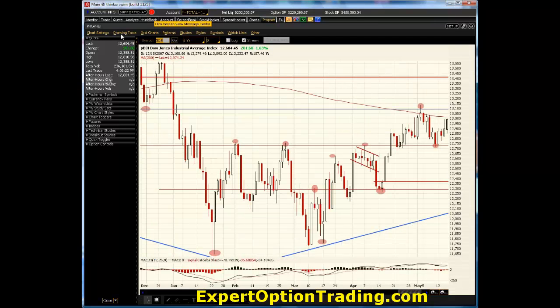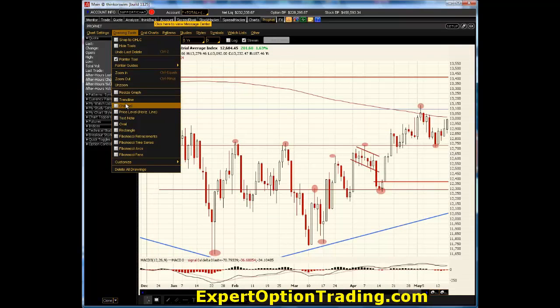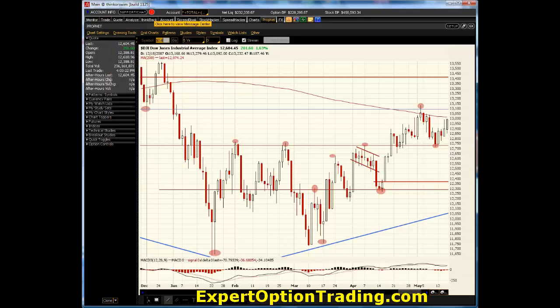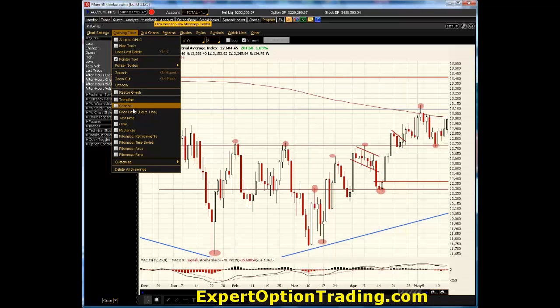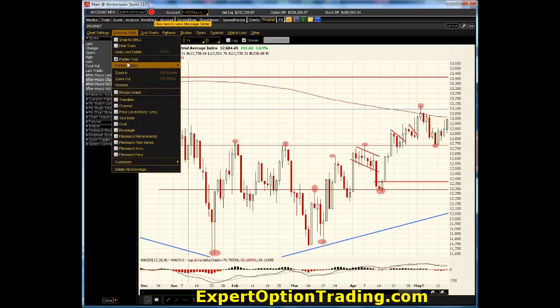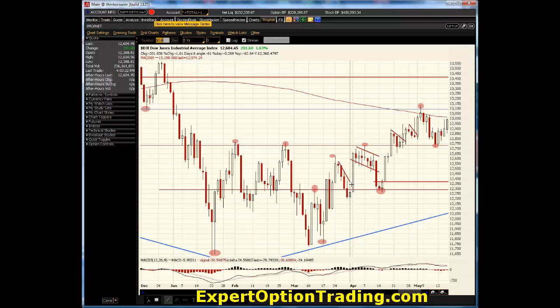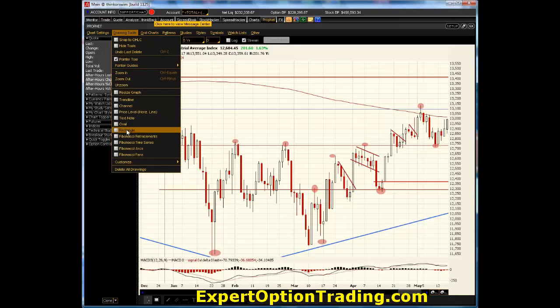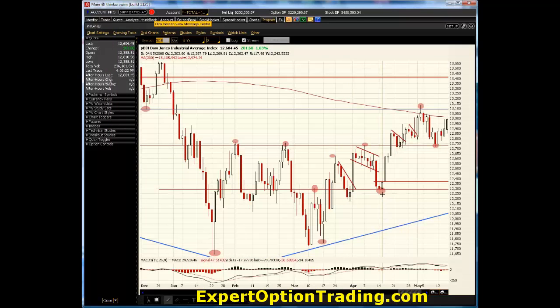We can see this flag pattern actually in a couple of different places. We see it here. We see it here. We see it here in a rather sharp way. But we also see it here.